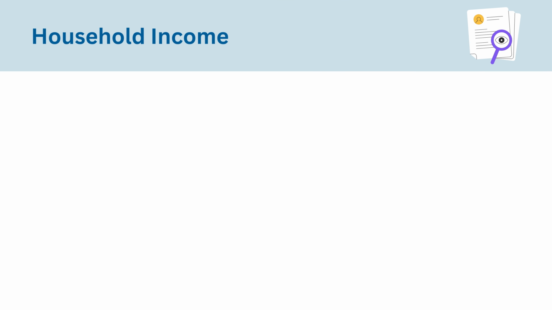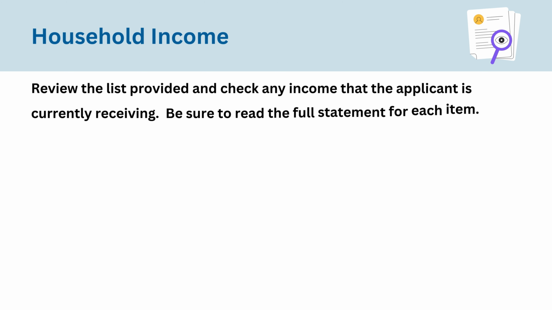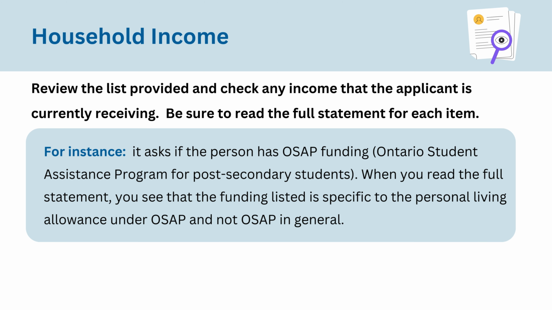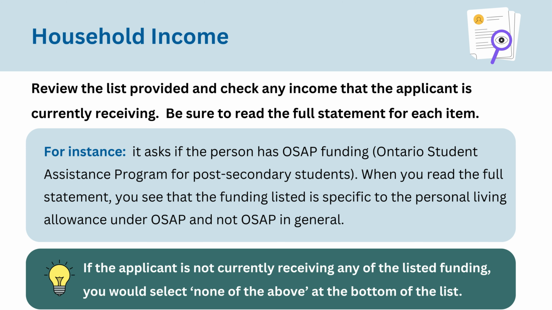The next section looks at household income. Again, it's asking for the income of the person applying for ODSP. Just take time to read through the list and check off any income that the applicant is currently receiving. Make sure you read the full statement. For instance, for post-secondary students, it asks if they're receiving OSAP, which is the Ontario Students Assistance Program. But when you read the full statement, you note that that funding is specific to the OSAP Personal Living Allowance and not to OSAP in general. If the applicant is not receiving any of the funding in the list, then you simply indicate none of the above, which is at the bottom.